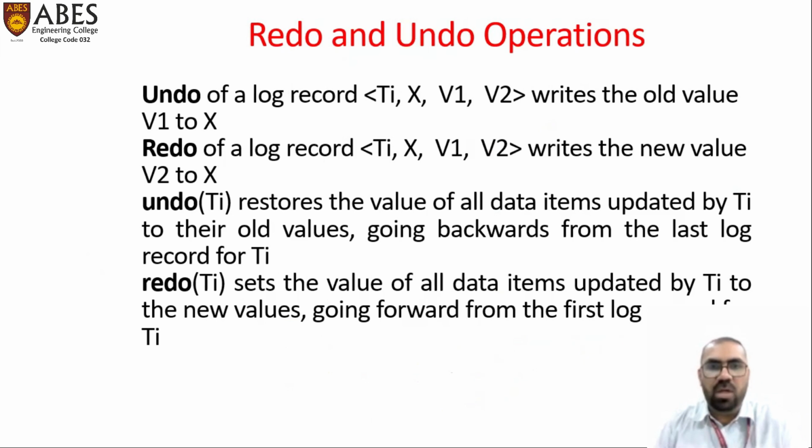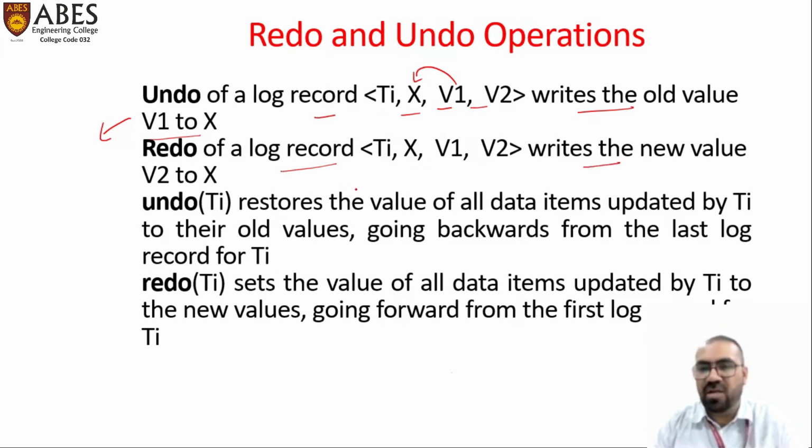Undo is going back, and redo is going forward. The undo of a log record <Ti, X, V1, V2> writes the old value V1 to X, and the redo of the log record writes the new value V2 to X.